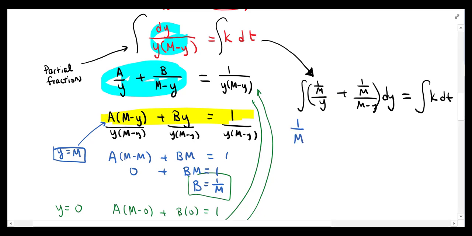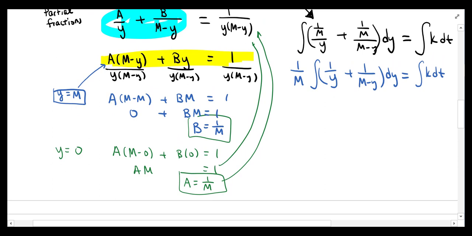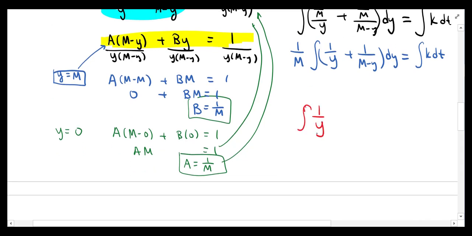Now, to make life a little bit easier, I think I'm going to factor out that 1 over m. So let's take it out, 1 over m. So that just is the integral of 1 over y plus 1 over m minus y dy equals the integral of k dt. All right, I don't like that 1 over m in front of the integral on the left-hand side, so I'm going to move that to the right-hand side. I'm going to go integral of 1 over y plus 1 over m minus y dy equals now the integral of m times k dt. Once again, m and k are constants.